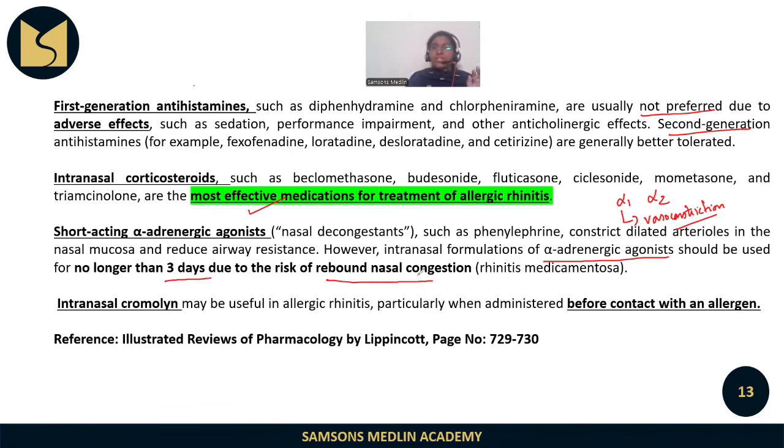Now, next is intranasal cromolyn. It is also useful in the case of allergic rhinitis, but before contact with an allergen. So that means it can be used as prophylaxis. But if allergic rhinitis has already happened, then this is not effective. So that is why the most effective medicine for the treatment of allergic rhinitis is intranasal corticosteroid. So the option budesonide is the correct answer here.